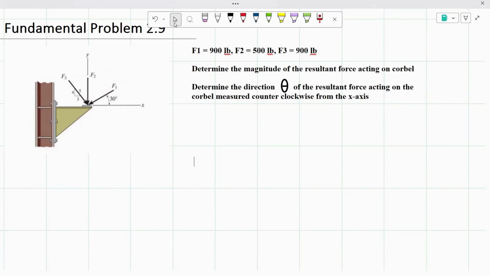So what they gave us to work with is the amount of force going into each force. So force F1 is 900 pounds, F2 is 500 pounds, and F3 is 900 pounds. They also gave us an angle and that this is a 3-4-5 triangle. And from there, to start off this problem, we're going to first calculate the horizontal and vertical components of each vector. So let's start off with that.